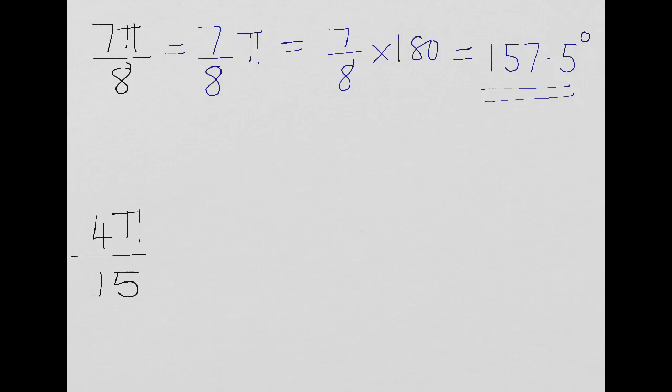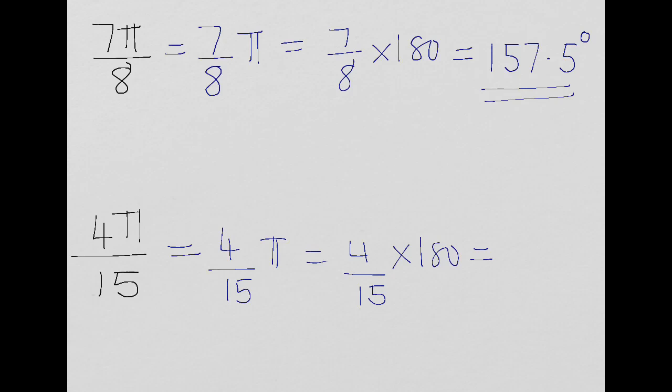The other here, same thing. This is 4/15 pi. Well, pi is 180 degrees. So that's 4/15 multiplied by 180. And again, put it in your calculator. And my answer is 144 degrees. So converting between radians and degrees, fairly easy. Big thing to remember, pi is the same as 180 degrees.